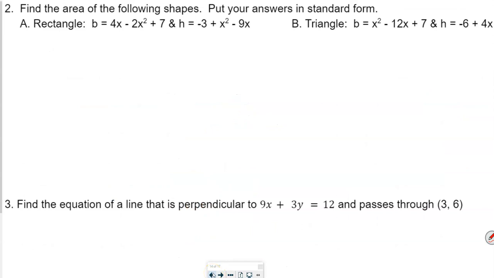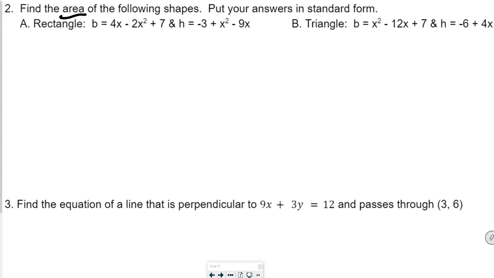Find the area of the following shapes. Put your answer in standard form. So on this one, it's asking for area. Okay, pen, you can write for me now. Not writing. I don't know why it's not writing up there. Area. So that's what we're going to talk about.